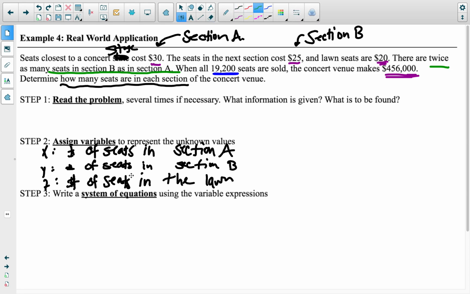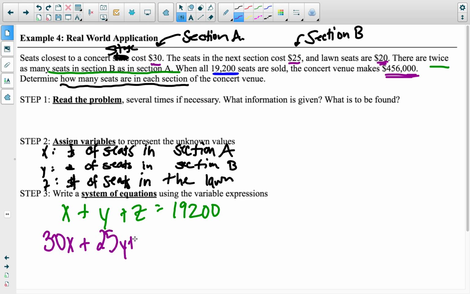All right, what we're going to do first, we're going to say there are 19,200 seats total. So when I add x plus y plus z, all the numbers, it should equal 19,200, all right? And then we can go to the price thing. I was jumping ahead of myself. 30x plus 25y plus 20z. When we sell all of those, it's equal to $456,000. We also have this piece of information relating the seats in section B and section A. So we're just going to say that y equals 2x. All right, and these are going to be our A, B, and C equations.